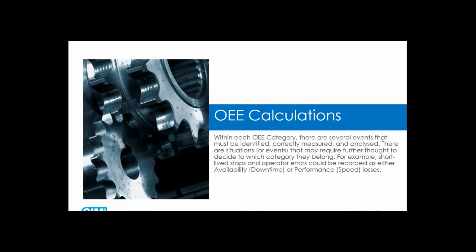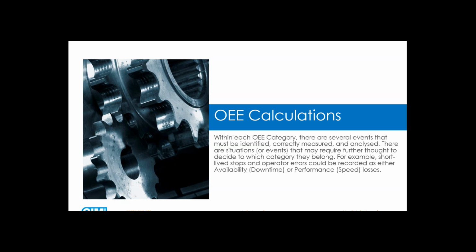So, a couple of caveats really: within each of the OEE categories there are several events that must be identified correctly, measured and analysed. So for example, it may be that for very short stops, so let's say my line stopped for 10 seconds and then it started again, which bucket of losses should that 10 seconds appear in? And there are a couple of different schools of thought. The first thing to say is that it's important that you capture that. And if you capture it, you can record it, you can report on it, you can analyse whether it's an increasing trend or a decreasing trend, whether you need to do anything about it.